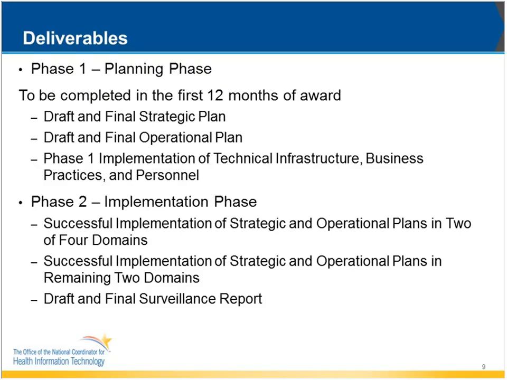The deliverables associated with this program are broken down into 2 phases. Phase 1 being the planning phase to be completed within the first 12 months of the award. There's a draft and final strategic plan that will be due during that time, a draft and final operational plan, and phase 1 implementation of technical and infrastructure business practices and personnel. Phase 2 is the implementation phase of the project, and there should be successful implementation of strategic and operational plans in 2 of the 4 domains, successful implementation of strategic and operational plans in the remaining 2 domains, and a draft and final surveillance report.